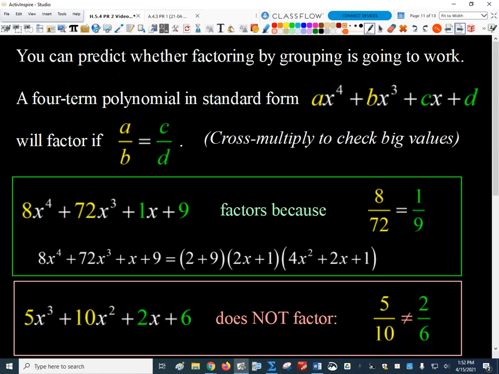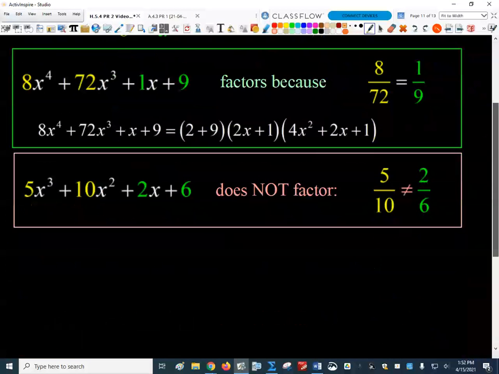How can you tell? Look at the ratio of the two terms in each group. If the ratio of A over B is equal to C over D when we write it like this, so the ratio of the first two coefficients is equal to the ratio of the last two coefficients, then it's going to factor by grouping, guaranteed. How could you check that if they're weird numbers? Just look at the cross products. 72 equals 72, right? This other example that we looked at doesn't work. 5 over 10 is not the same as 2 over 6, so we know right away that one's not going to factor by grouping. Okay? Make sense? That ought to get you going.